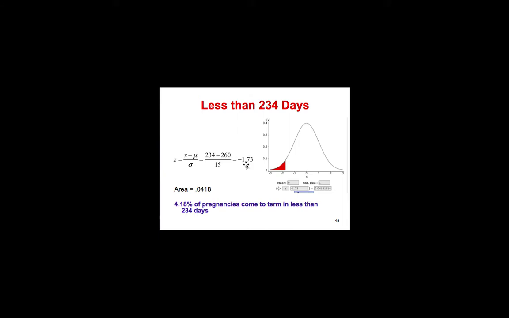So now we're going to go to StatCrunch's online normal calculator, and we're going to enter the minus 1.73, and the reported area is 0.0418. So 4.18% of the pregnancies come to term in less than 234 days.